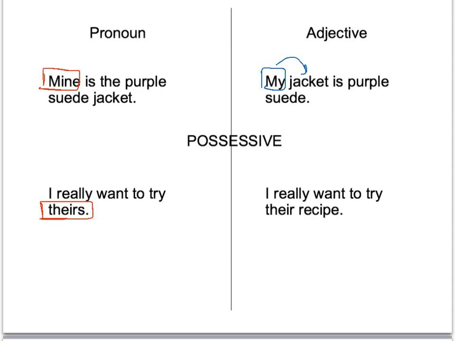My is modifying jacket. In fact, the main difference between possessive adjectives and possessive pronouns is that the words themselves will be different. When it comes in front of a noun and is functioning as an adjective, you'll have the word my. When it's a pronoun, you'll have the word mine. Same thing works with their recipe. When it precedes the noun, you use the word their. When it's functioning as a pronoun, it's theirs.